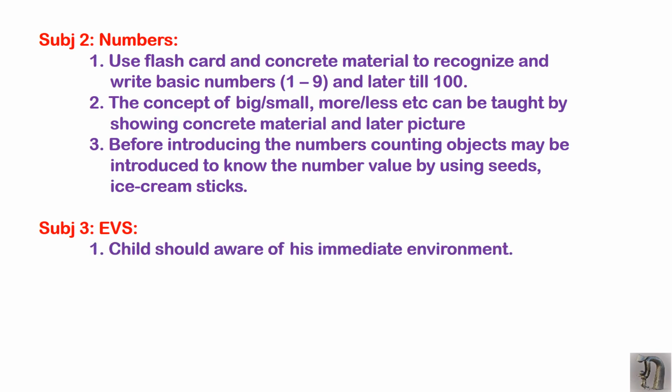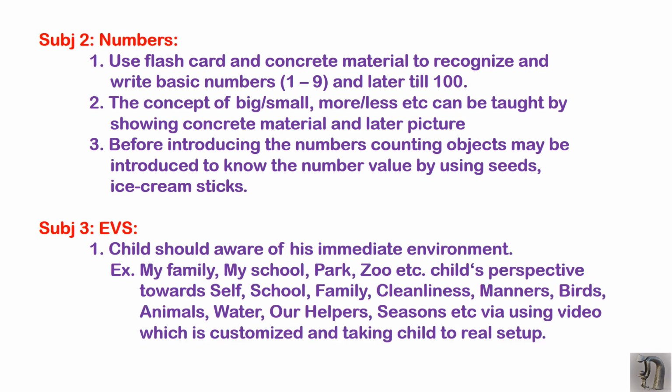And in EVS, the child should be aware of his immediate environment. If you want to do some adaptation, the main point you need to remember is whether the child is aware of the particular environment where he is staying or not. For example, my family, my school, park, zoo, playground, water, helpers, seasons, everything the child must be aware of. So all this can be taught by using videos which are customized as per the child's needs.